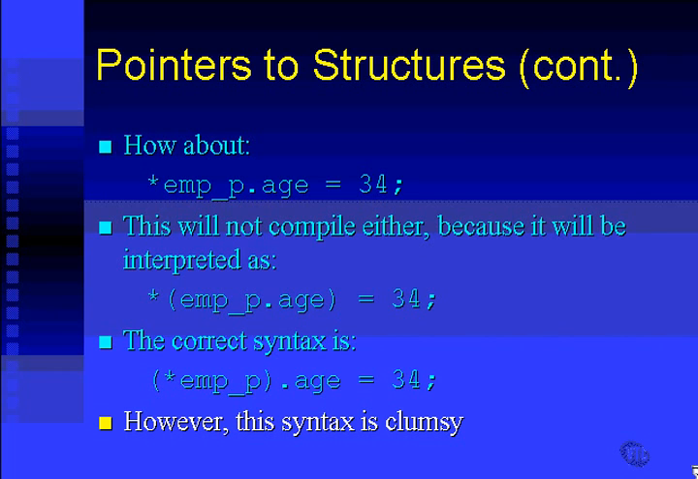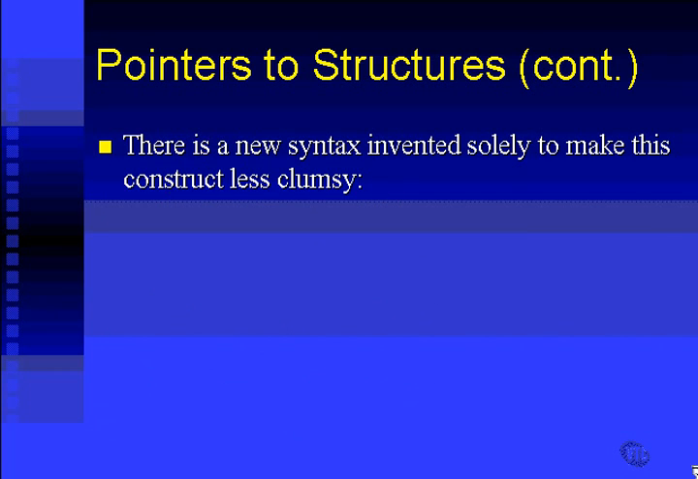However, this syntax is clumsy. Having to put these brackets around there and all of that, the asterisk and the dot, it's just a little bit out of control. And there is a nicer way. They've invented a shorthand that does exactly the same thing. And it looks like this. emp minus sign greater than sign age.